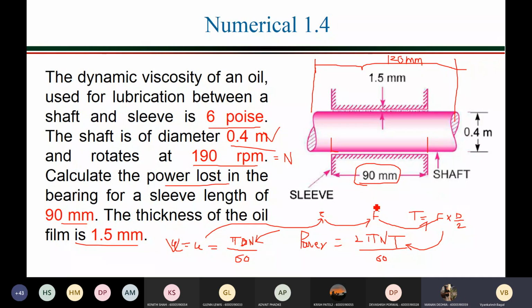Why? Because it's rotating. So what? There is no use. I will find out the area A on which that shear stress acts, where the shear stress is acting. Okay. You got it? Yes, sir. Very good.